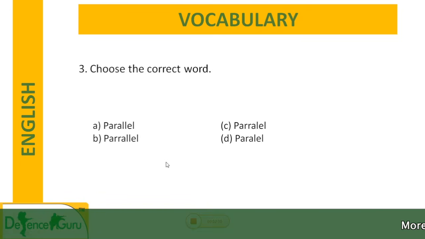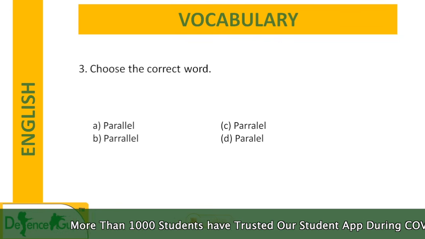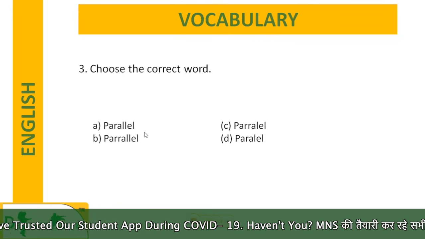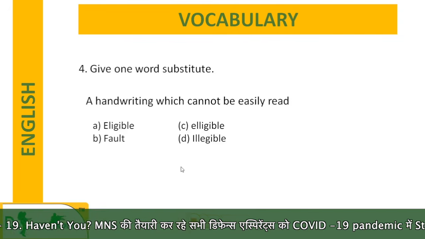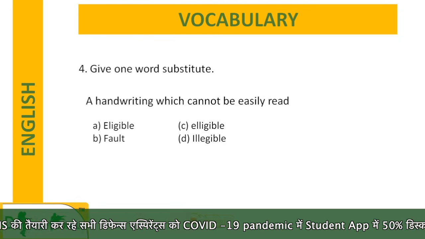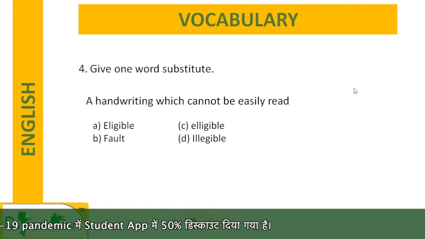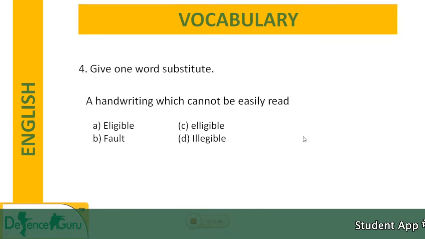And now you have to choose the correct word whose spelling is correct. So parallel, P-A-R-A-L-L-E-L, parallel has been the right spelling. So option A will be correct, parallel. Question number 4, give one word substitute, a handwriting which cannot be easily read. So this is illegible. Legible means readable, that which can be read, right? And the opposite of legible is illegible. So option D is correct here.